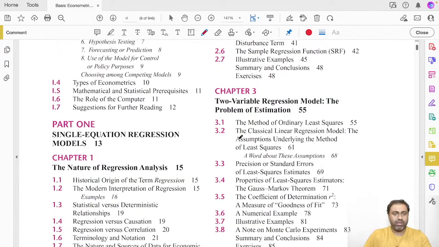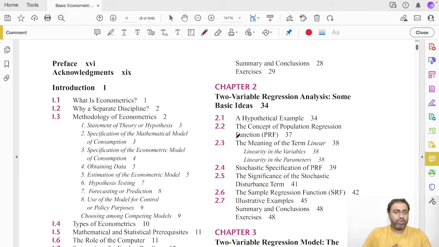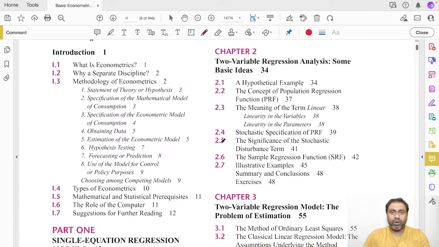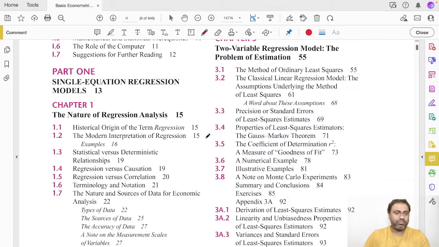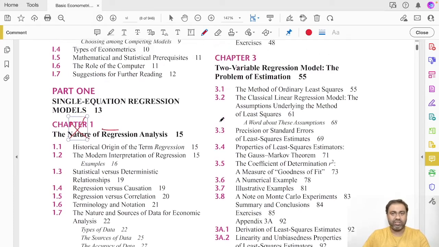Okay. So now what we are going to do is, topic wise or chapter wise, I'll outline what are the important concepts or things that you need to go through. You may leave chapter one, not so significant.